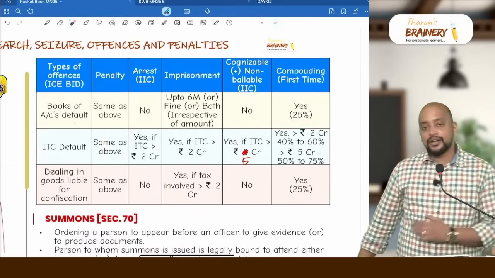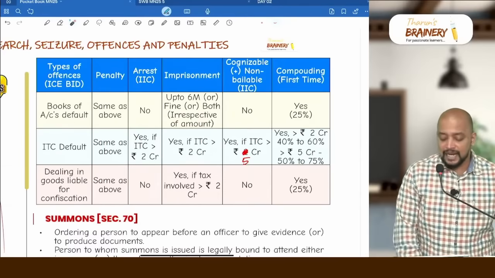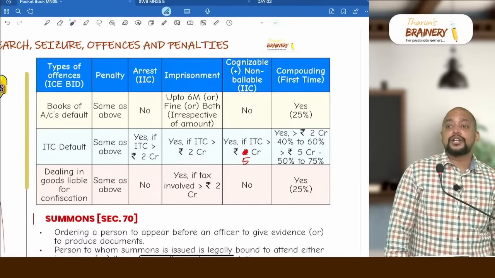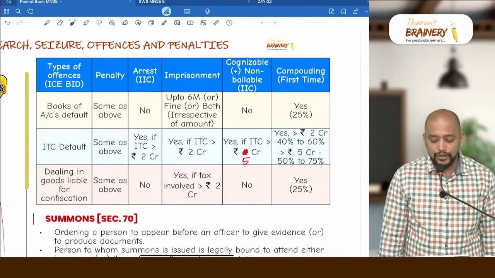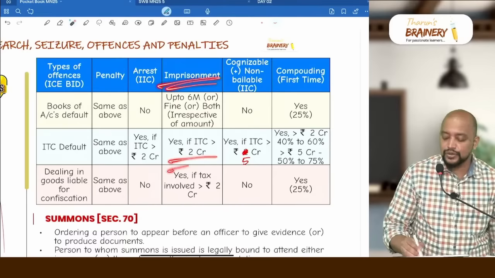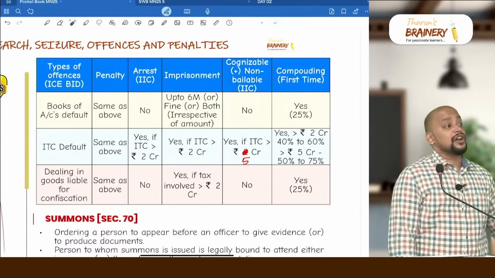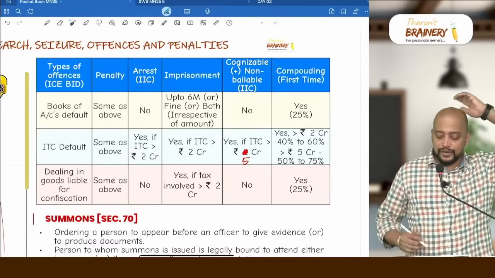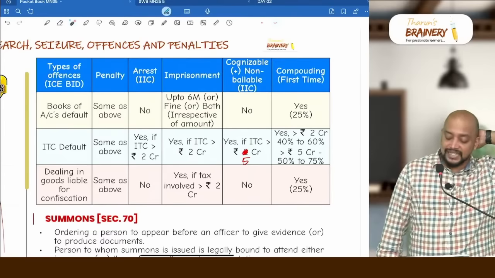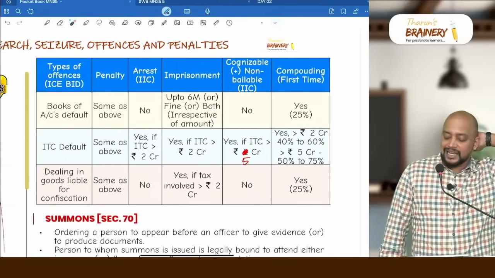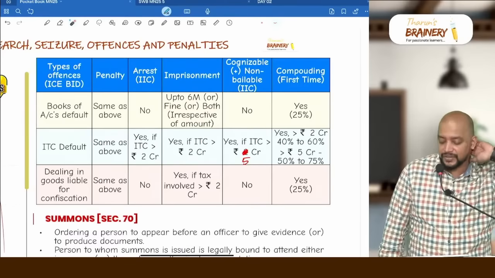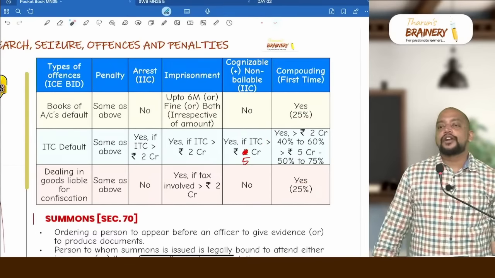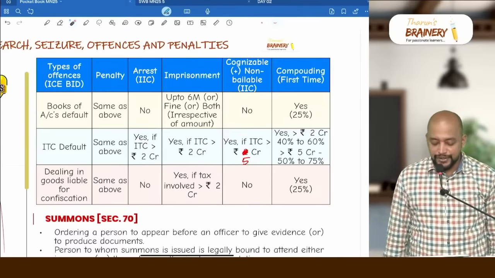Then ITC default. The penalty will be the same as above. Arrest, yes, if the amount of ITC exceeds 2 crores. And what about imprisonment? Yes, if it exceeds 2 crores. Cognizable and non-bailable, yes, if it exceeds 5 crores, because ITC should exceed 5 crores. So kindly correct that: ITC, if it exceeds 5 crores. And compounding, yes, normal: more than 2 crores, 40 to 60; more than 5 crores, 50 to 75.